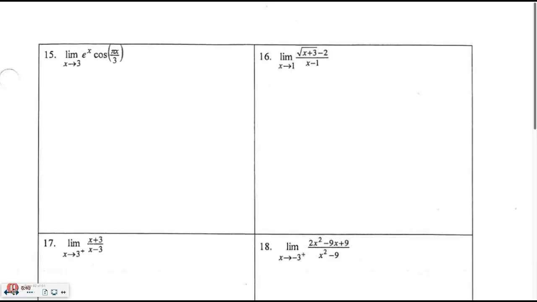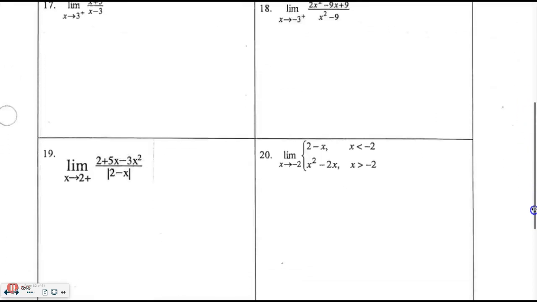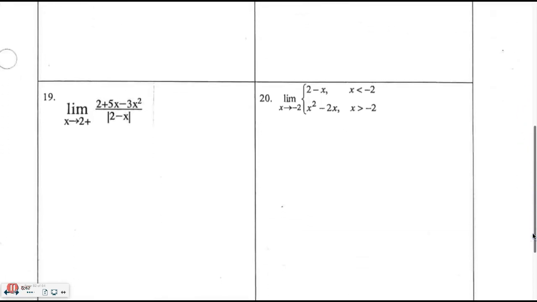The other one that stood out, and I am testing you on one like it, so these are good that you guys are being honest on those Google forms. Number 19. All right, so when I plug in a 2 from any direction, I ended up with a 0 over 0. I know something's going to have to cancel. I know it's the 2 minus x, right? I just have to get the top factored.